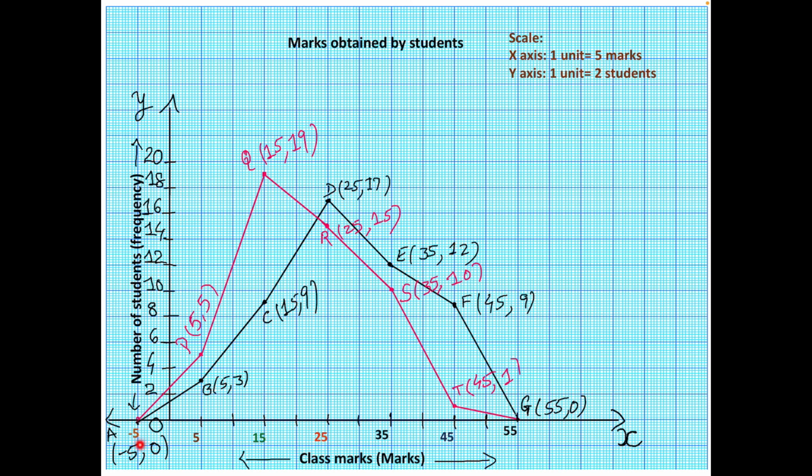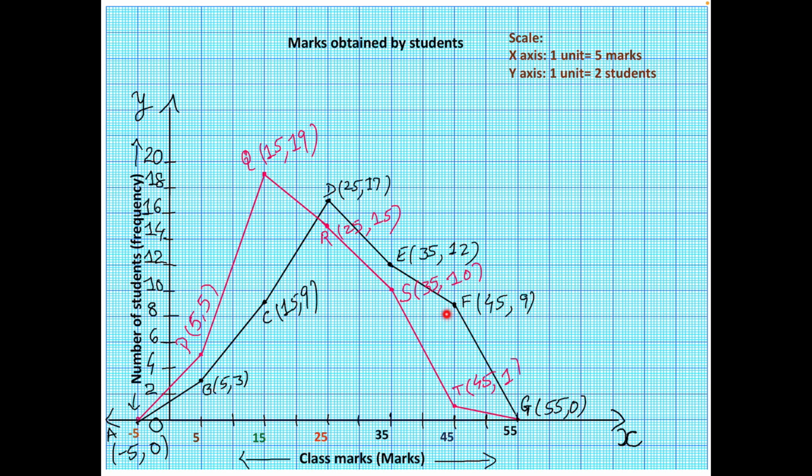This point is same, minus 5, comma 0, and this point is same for both the frequency polygons, 55, comma 0. Now this black line shows the performance of section A and this pink is for section B. You simply have to see for 5 marks they have 3 students, section A, and for section B they have 5 students. So that way you will just mark the points and then after you will join them by the line segments, right?